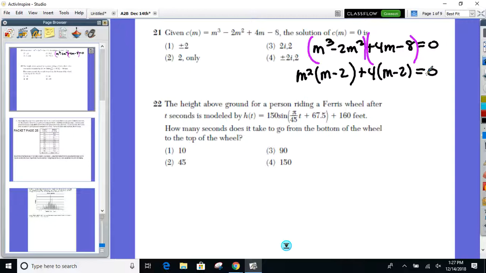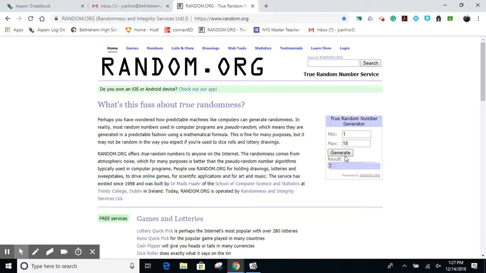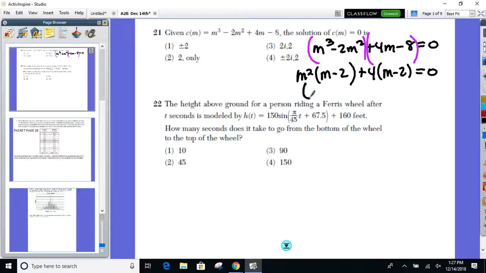Nice job. Please make sure you are aware you are not done grouping yet. This drove me nuts when we did this in the second unit. You are not done grouping. Finish it now. 7, what goes in the first one? M squared plus 4, and how about in the second one? M minus 2. Nice job. Can you factor M squared plus 4? No, done. At least we know one answer, right? M equals 2. There's one answer.